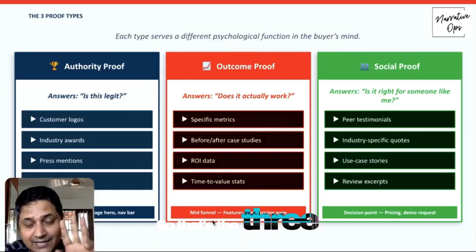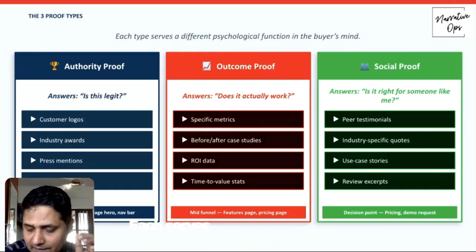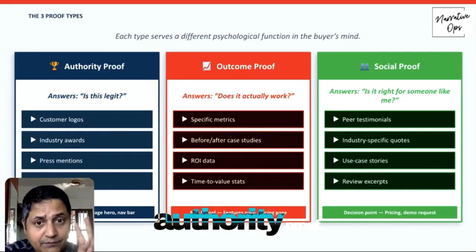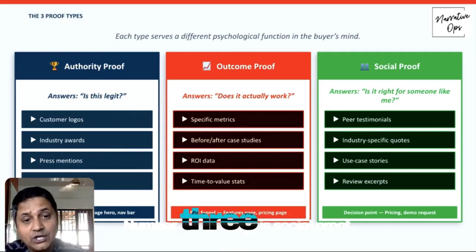So those are the three types of proof. Each serves a different psychological function in the buyer's mind. Number one is authority proof, number two is outcome proof, number three is social proof.